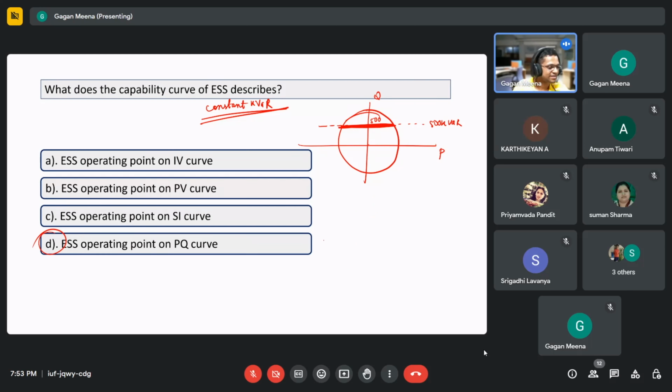So battery is much more flexible. Even a generator cannot produce full active power without giving any reactive power. That is not possible for a generator. But battery can do that. Yes, true. So that is why battery is much more flexible. Generator has that limitation, but battery has no such limitation.